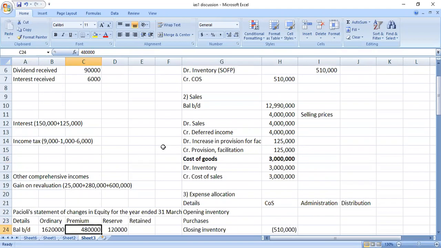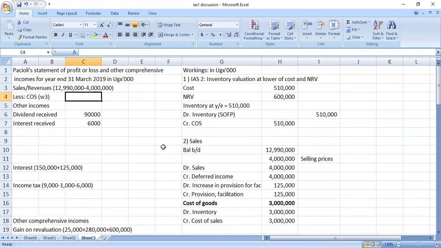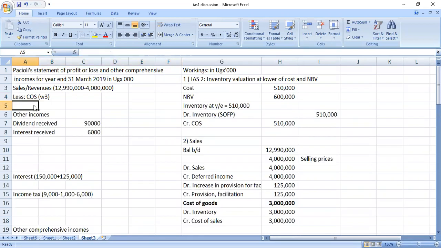Now, after computing, I was still showing you the format. I was saying after cost of sales, you have gross profit. After gross profit, you add other incomes. Then after the other incomes, you get gross income. Then you bring your other expenses or operating expenses. Operating expenses were split into distribution and admin, so you bring your admin and your distribution.